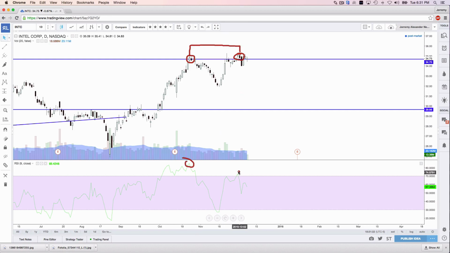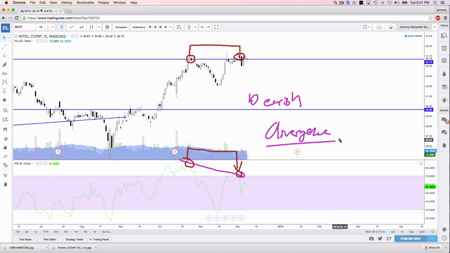The exact same high on Intel. Ladies and gentlemen, do we have similar highs? Yes or no? And the answer is no. No, we do not. So this would be, in my opinion, I would call this bearish divergence. Bearish divergence. And I'm going to put it to you this way, very, very simple.